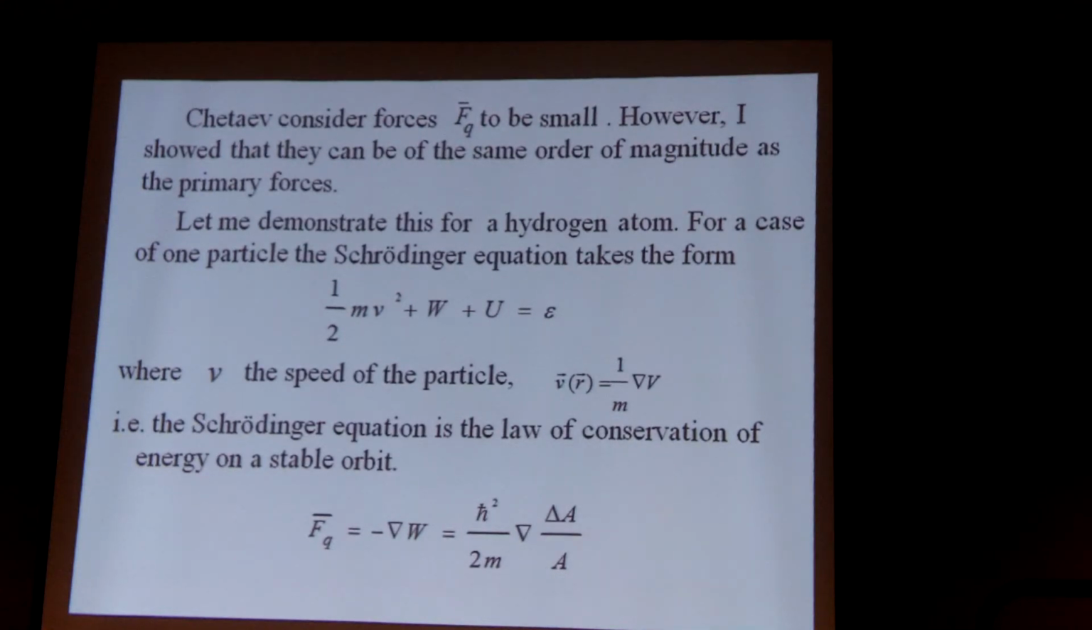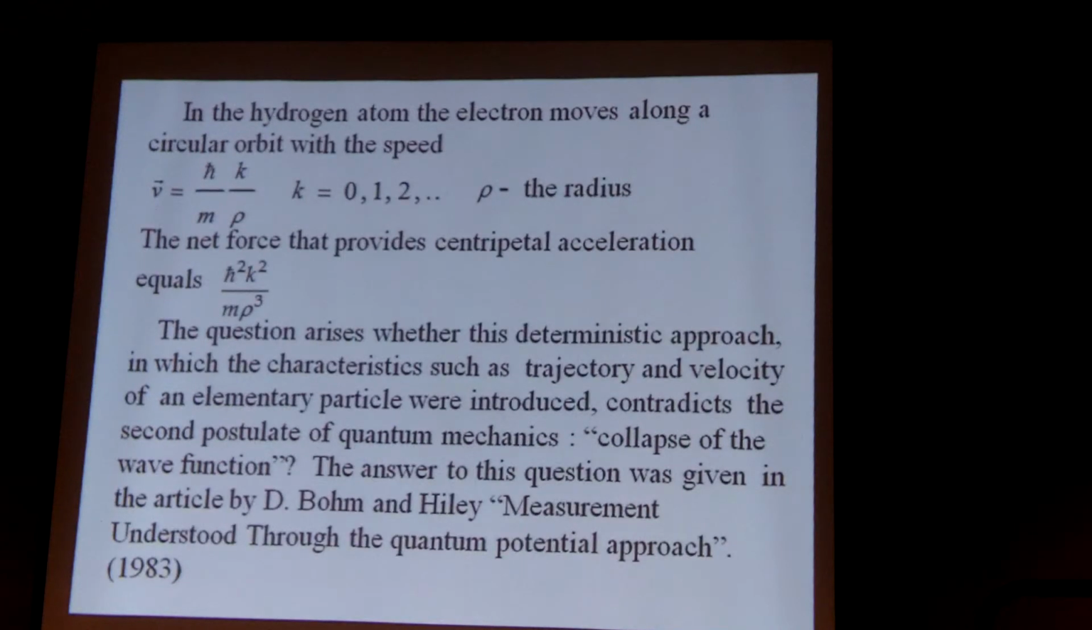For the case of one particle, the Schrodinger equation takes the form, where v is the speed of the particle. That is, the Schrodinger equation is the law of conservation of energy of the stable orbit. Well, this is the law of conservation. In a hydrogen atom, the electron moves along a circular orbit with the speed. The net force that provides the centripetal acceleration equals this one.